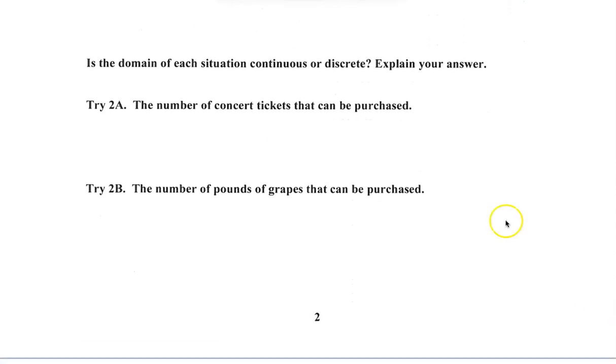Next. Is the domain of each situation continuous or discrete? Explain your answer. So the number of concert tickets that can be purchased. You just gotta think, could I buy a third of that, a half of that? Could I go like 2.3? You can't buy 2.3 concert tickets, and this is discrete. You must buy whole tickets.